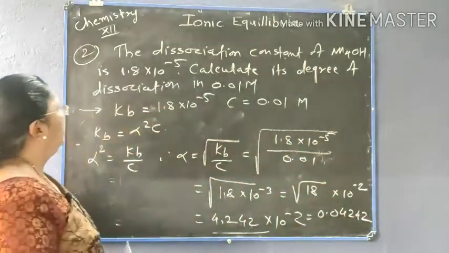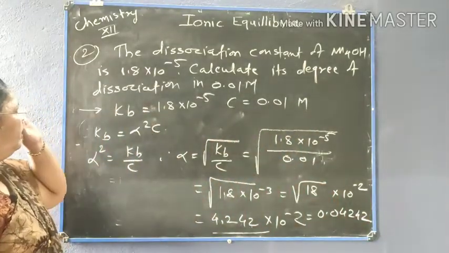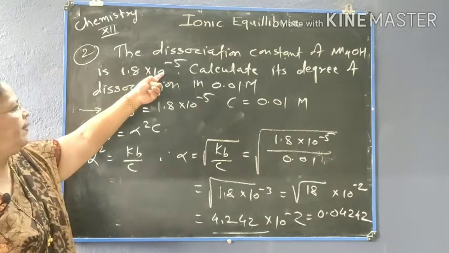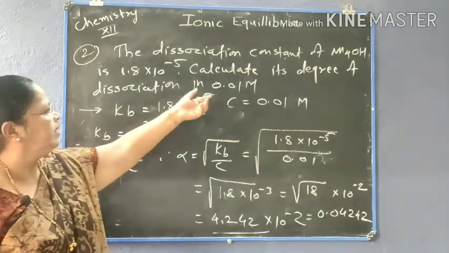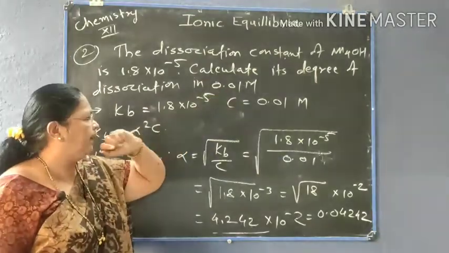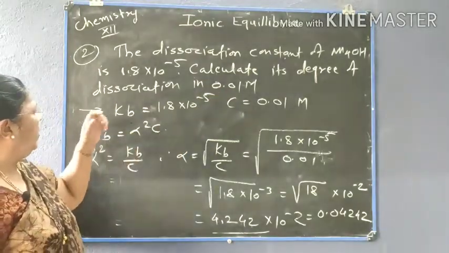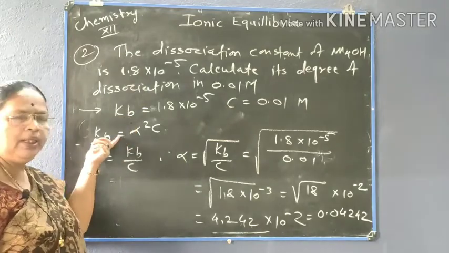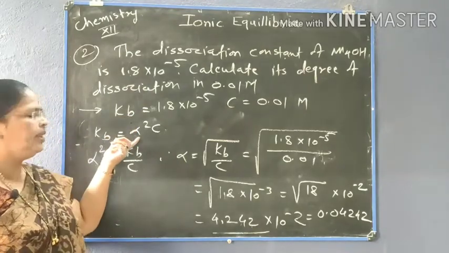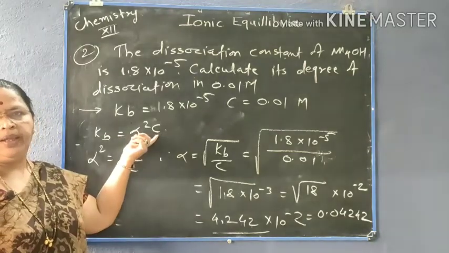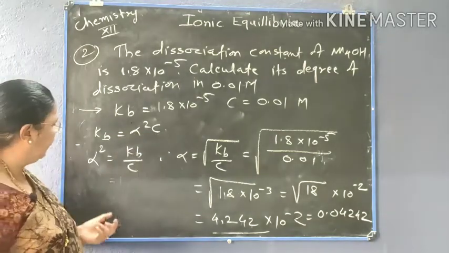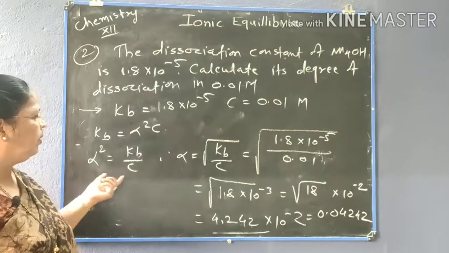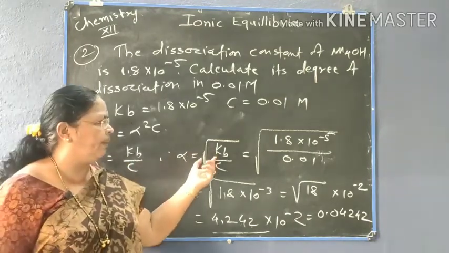Again here in this example, the value of Kb is given as 1.8 into 10 raised to minus 5, and the concentration is given as 0.01 molar. Again here you have to calculate the value of alpha, the degree of dissociation. You know the formula, Kb is equal to alpha square C, so alpha square is equal to Kb by C. Take the square root, alpha is equal to square root of Kb by C.